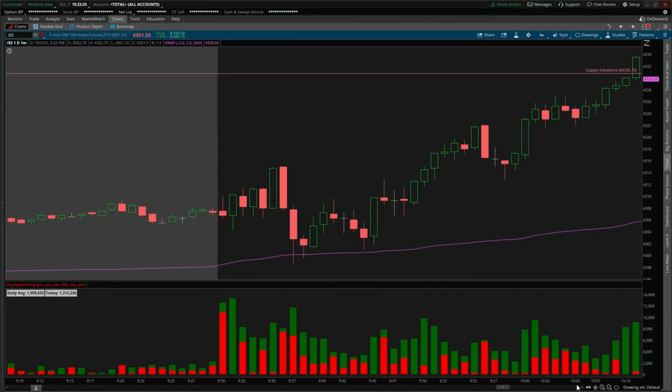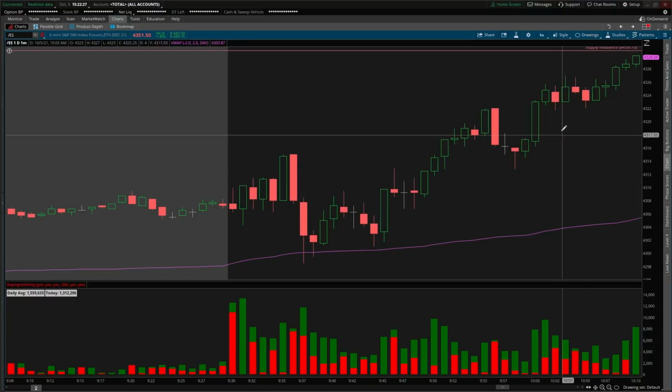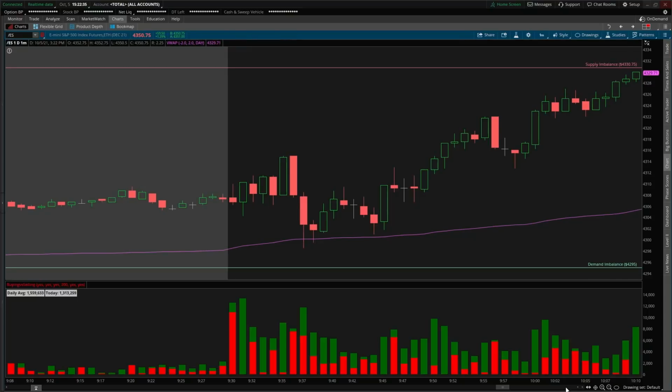A quick push into supply. Now, this is where trading becomes hard because I sold right here at the 10:10 candle, right at supply, right? I sold that.